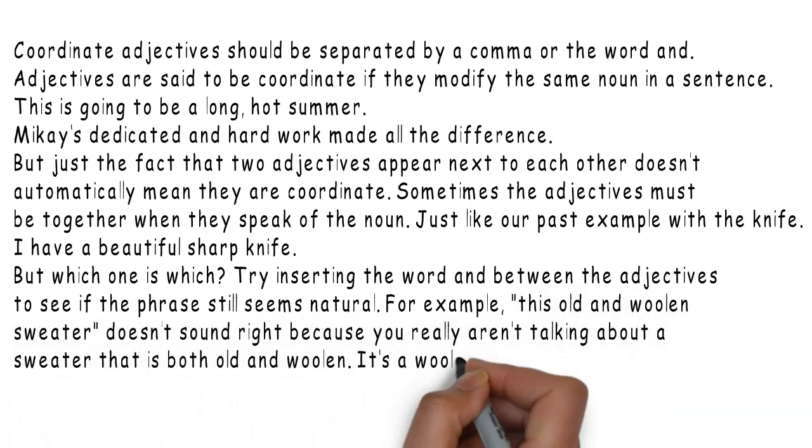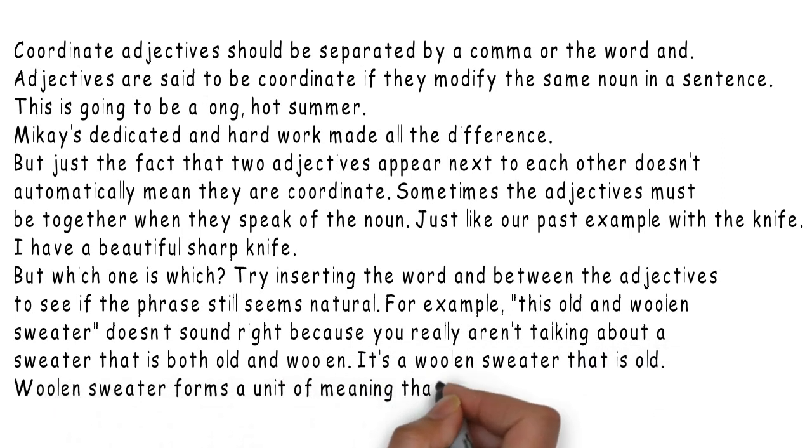Try inserting the word and between the adjectives and see if the phrase still seems natural. For example, this old and woolen sweater doesn't sound right because you really aren't talking about a sweater that is both old and woolen. It is a woolen sweater that is old. Woolen sweater forms a unit of meaning that is modified, it's changed by old.